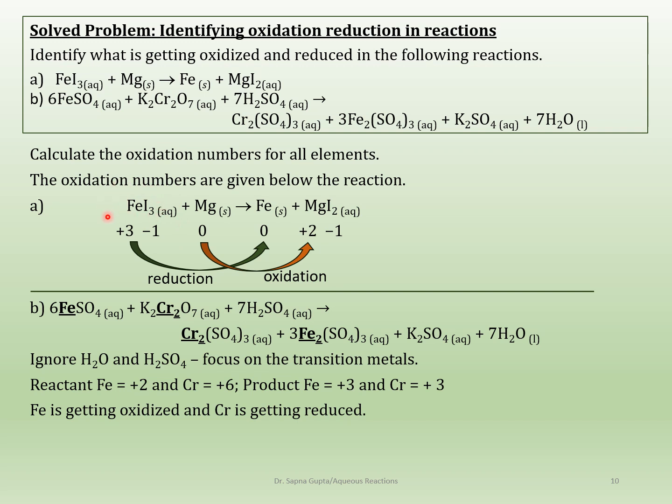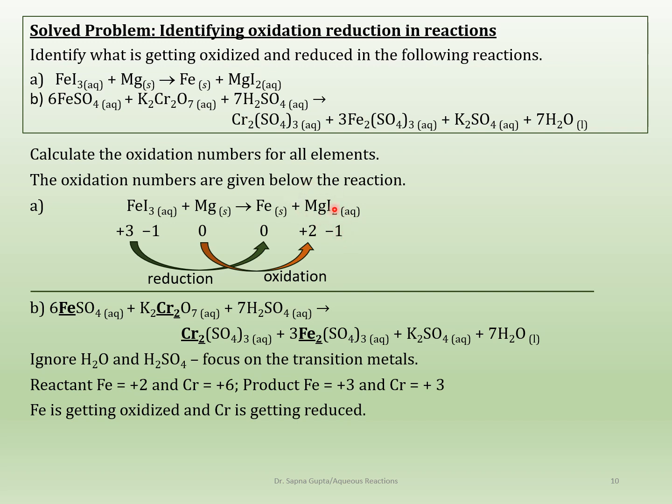So to calculate the oxidation number for iron, you need to know what is for iodide. Iodide is -1. Why? Because it's group 7. It's always going to be -1. So if you have 3 of those, then iron must be then +3. Okay, magnesium by itself is 0. And then looking at the product side, iron is 0 because it's an elemental state. And then on the product side here with the magnesium iodide, iodide again is -1. That hasn't changed.